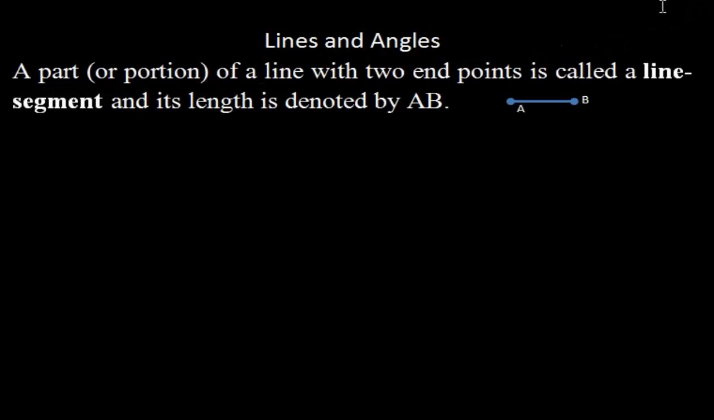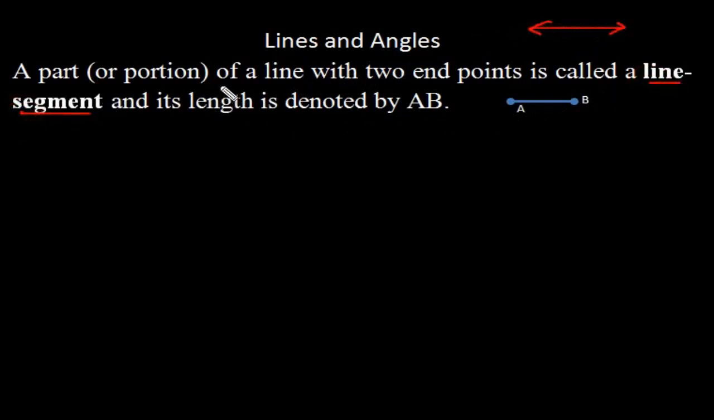A part or a portion of a line with two endpoints is called a line segment, and its length we denote by AB. I have drawn a line. This is the portion of a line. A line has no endpoints. On both sides of this line, you will have an arrow mark. It indicates that there is no end on both sides. That is called a line. Whereas this is a line segment.